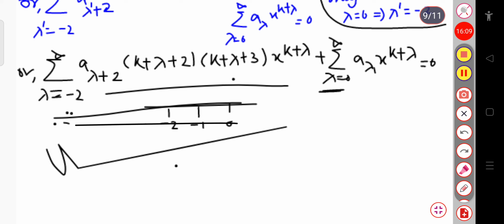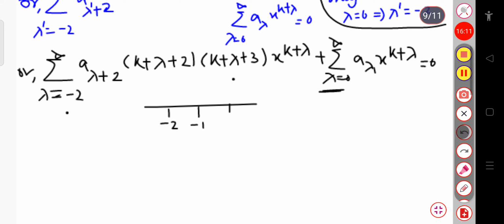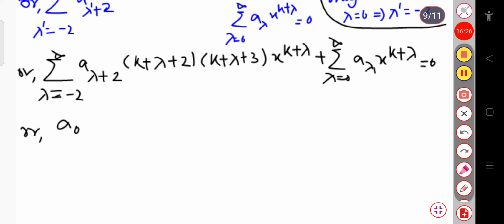Okay, now if I write, that is, when I put lambda equal to minus 2, I can write: for lambda equal to minus 2, this is a lambda minus 2 plus 2, that will be 0. So a naught into, so here also minus 2 plus 2 is 0, so k into k plus 1, because minus 2 plus 3 will be plus 1, into x power k plus lambda, meaning x power k minus 2.